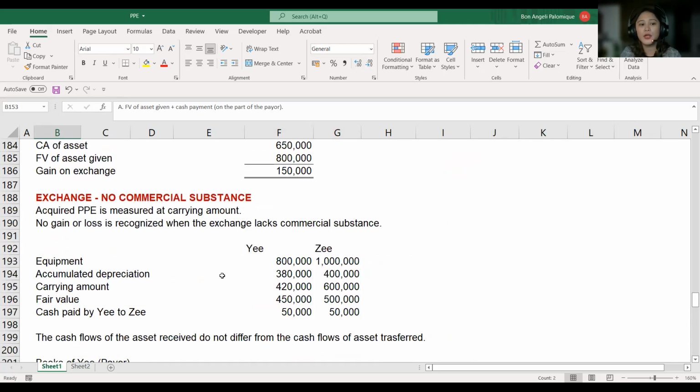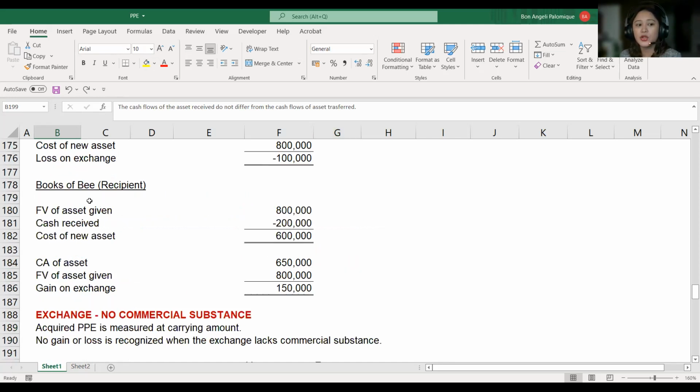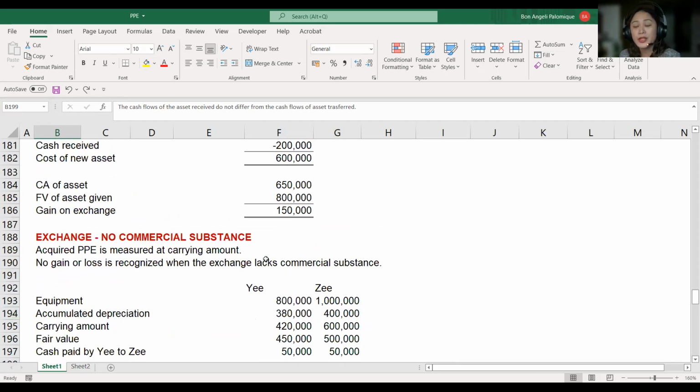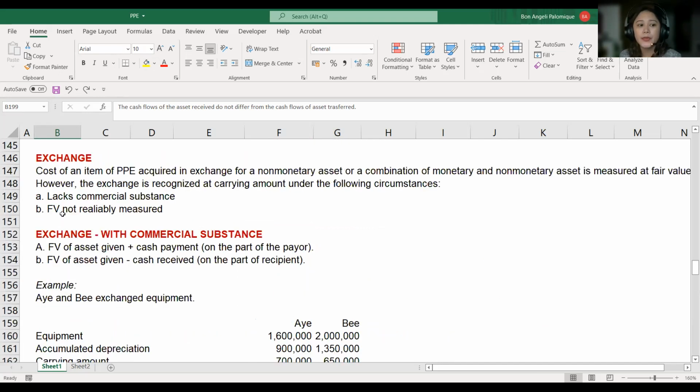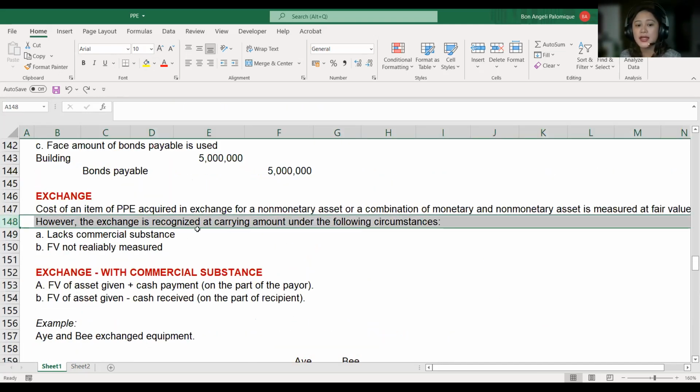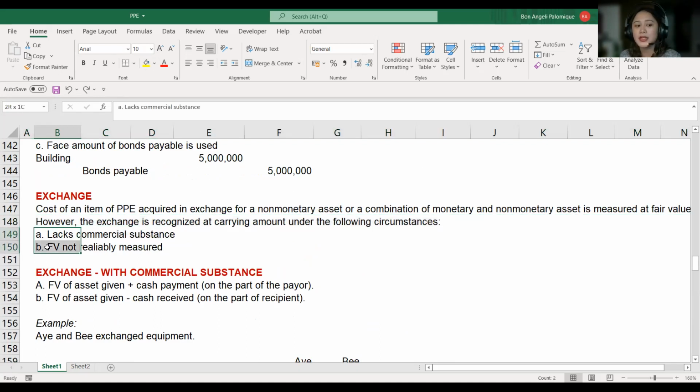Next, paano kung walang commercial substance? So, sabi dito, the cash flows of the asset received do not differ. So, ito yung word na masasabi mo na merong no commercial substance. So, cash flows of the assets received do not differ from the cash flows of assets transferred. So, ito yung pinaka-keyword para malaman mo na hindi ganito yung gagawin mo. Instead, ang gagawin mo is ganito, which is based on carrying amount. So, sabi dito, di ba? However, exchange is recognized at carrying amount kapag walang commercial substance and fair value is not reliably measured.